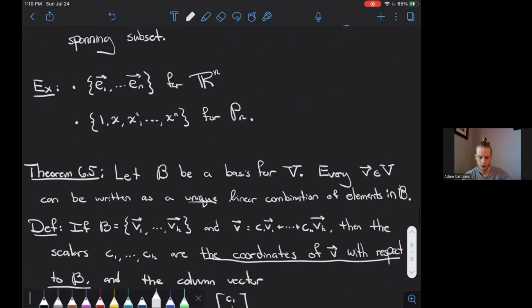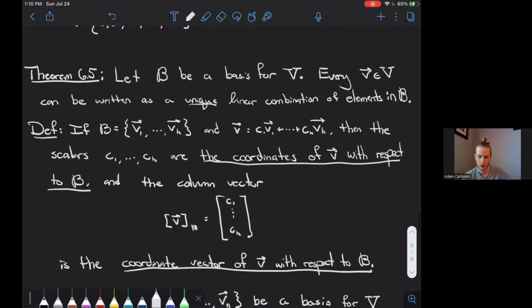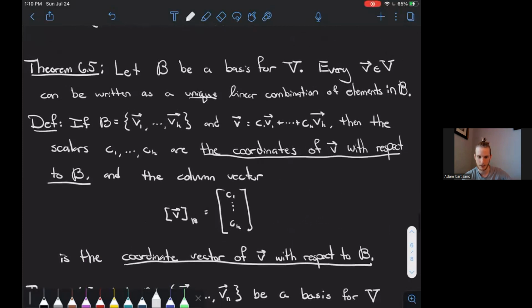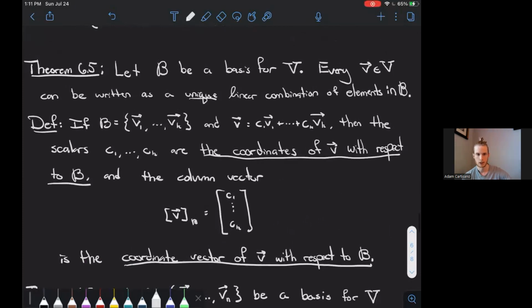Okay, so now let's talk about the coordinate vector. You've seen this definition before, but we'll remind you. Let B be any basis for V. Remember that every vector can be written as a unique linear combination of the elements in that basis. Operative word here being unique.